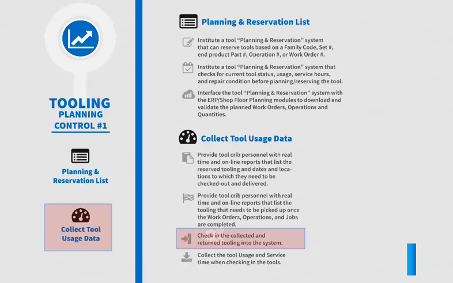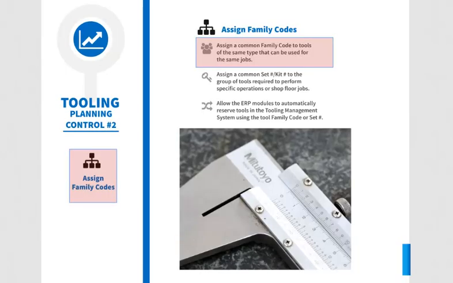So again, the tool crib personnel will be able to perform the quality control and have the opportunity to collect the tool usage and service times when checking in the tools. As you assign family codes to tools, you'll need common family codes for tools of the same type that can be used for the same job, or some common set numbers or kit numbers to the group of tools required to perform the specific operation or shop floor job.